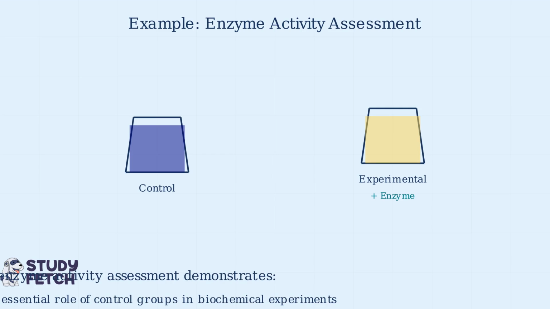This enzyme activity assessment demonstrates the essential role of control groups in biochemical experiments. Controls help isolate the variable of interest, in this case enzyme activity, and provide the basis for quantitative measurements in enzyme kinetics. Without the control group, we couldn't confidently attribute the color change to enzyme activity.